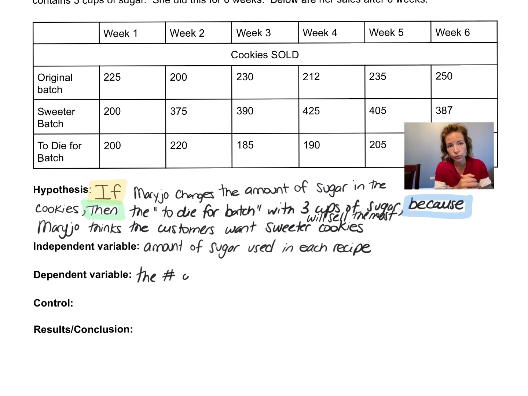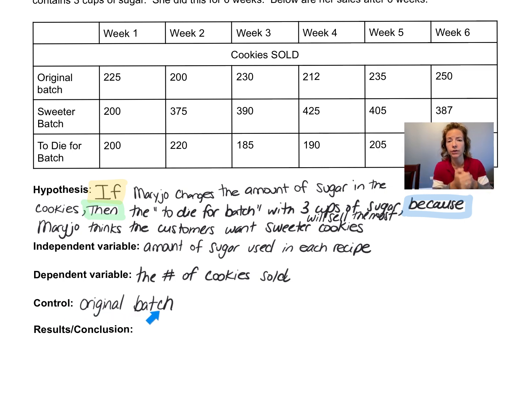Her control group, she's going to still sell the original batch. So she needs to be able to compare what she normally made to the experimental group. The control group is the group that's not getting any changes, and the experimental group are the batches of cookies that have the different amounts of sugar. So the control group is her normal.